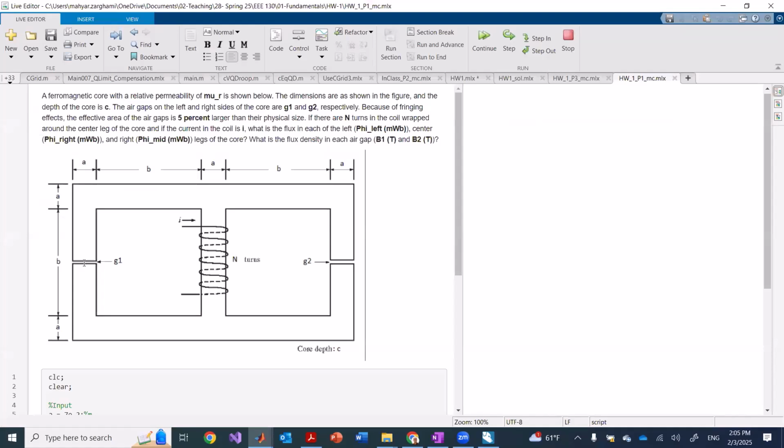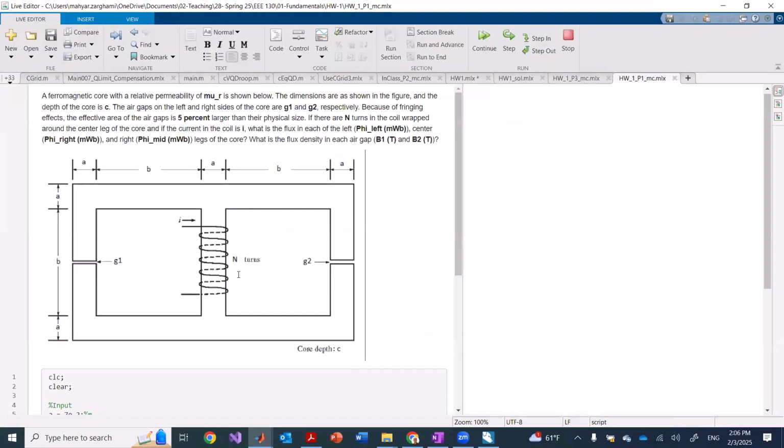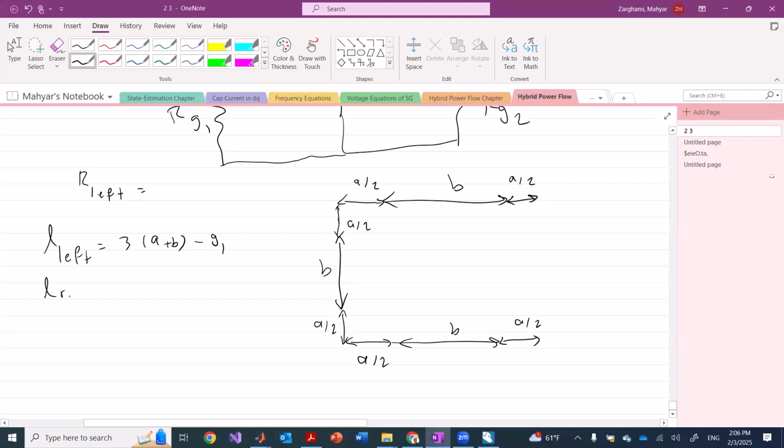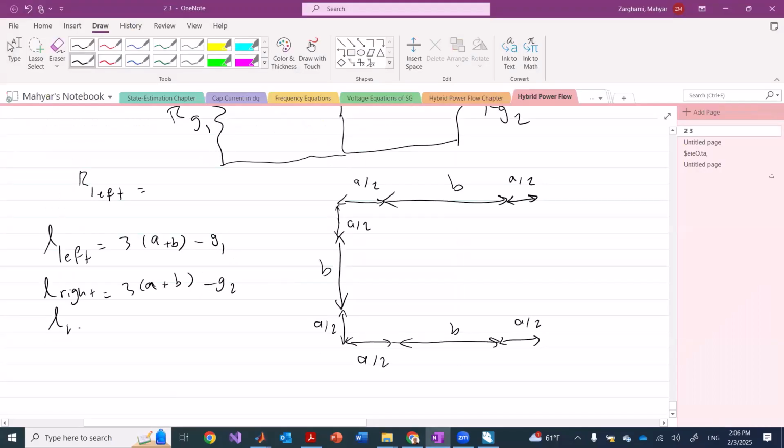So L on the left would be 3 times A plus B, and you can basically subtract G1, to be more accurate, although it won't affect the results very much. We do that. L on the right-hand side would be the same, because of the symmetry, 3 times A plus B minus G2. And in the middle, we have A plus B, right? So L in the middle would be just A plus B.